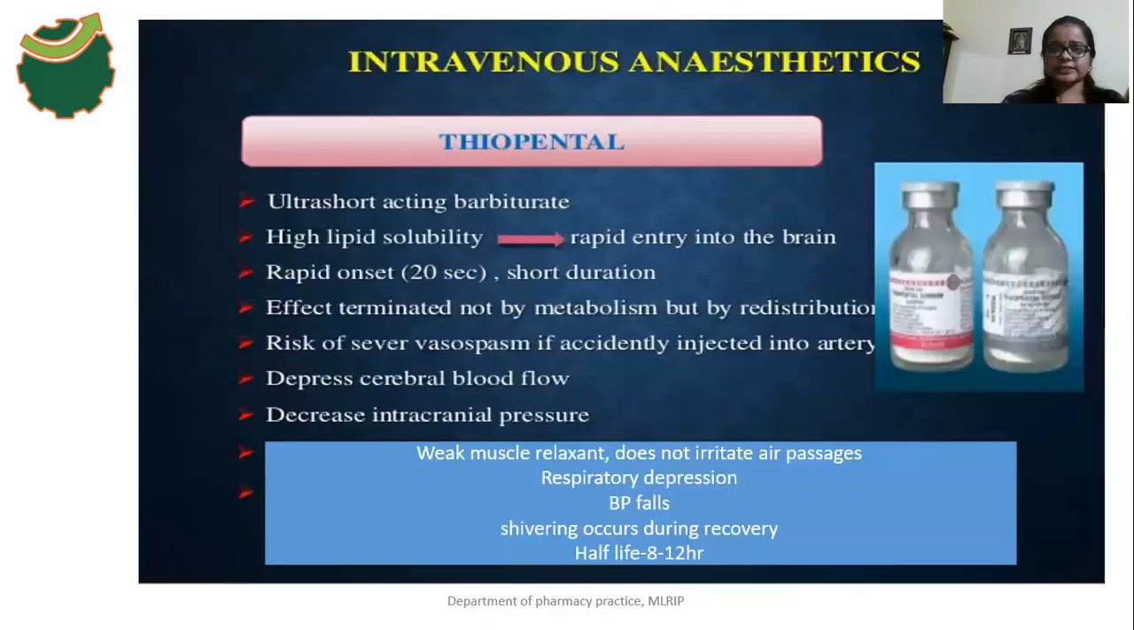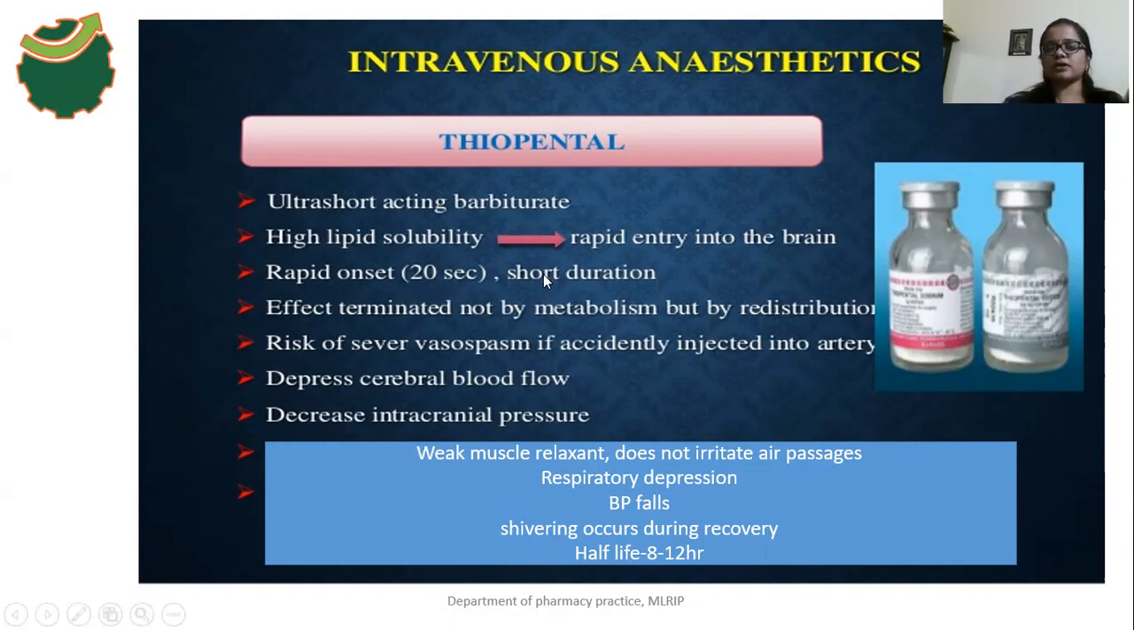That was the inhalation anesthetics. Next one is intravenous anesthetics. An example is thiopental. It is an ultra short acting barbiturate with high lipid solubility, and that's why it rapidly enters the brain region, and there is rapid onset of action. Twenty seconds is the time required for induction of the anesthesia.